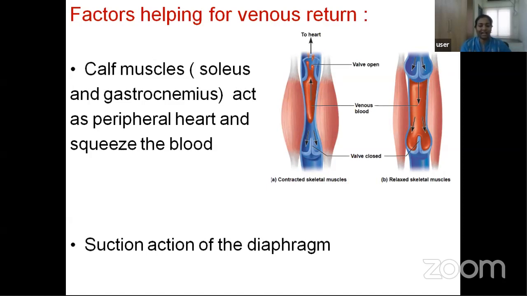So what are the factors which are helping for this venous return? There are two important things we need to understand here. One is the calf muscles. So what are the muscles which form the calf muscles?